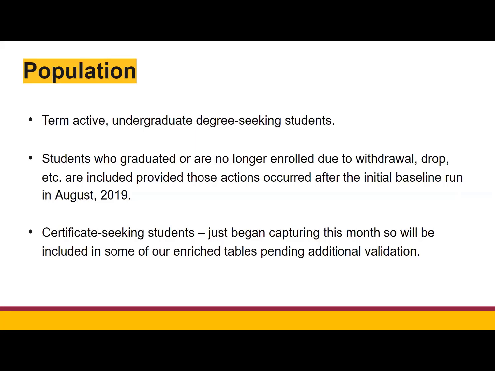Term active undergraduate degree seeking students. In addition, students who graduated and are no longer enrolled due to withdrawals or drops, with the exception of any students who would have enrolled, dropped, or graduated prior to that initial baseline run in 2019. We're also including certificate seeking students. This just happened within the last couple of weeks, so we will not be including those in the upcoming Redshift tables until we have a chance to do some validation.